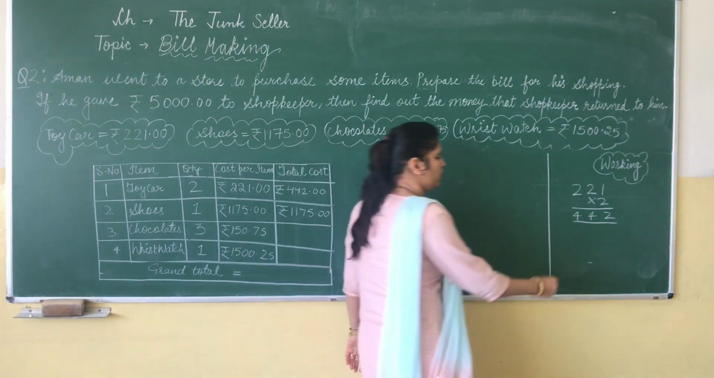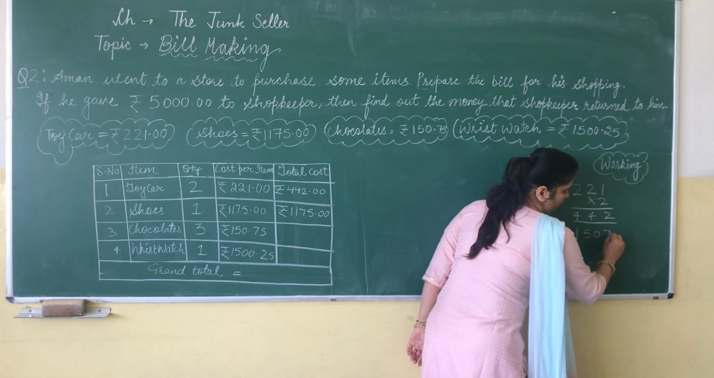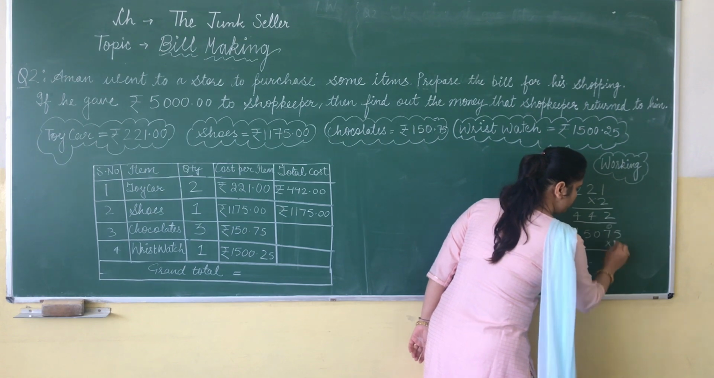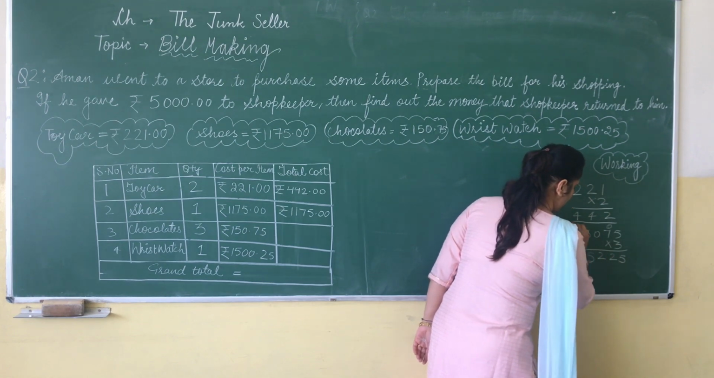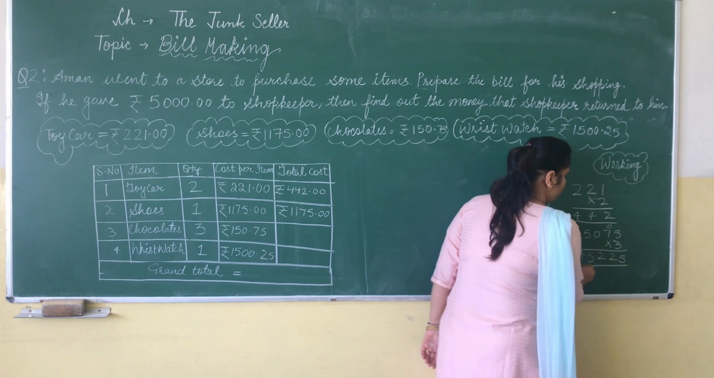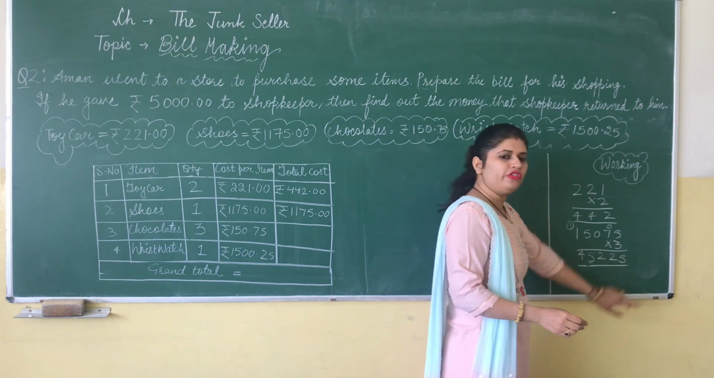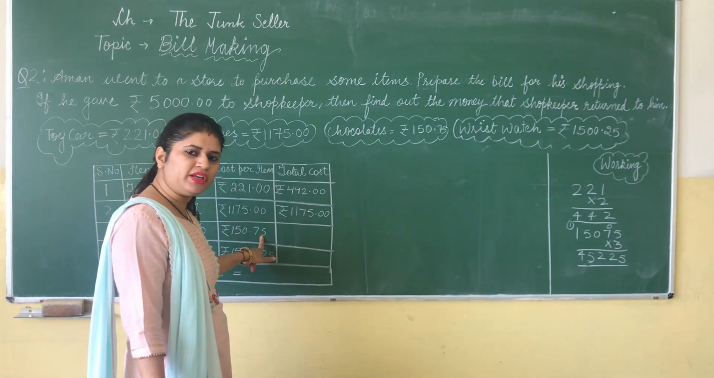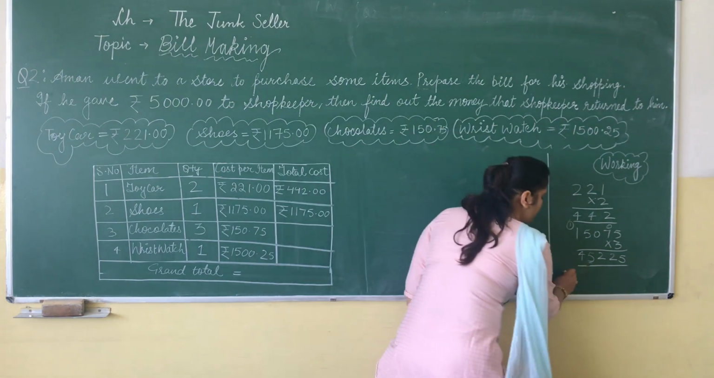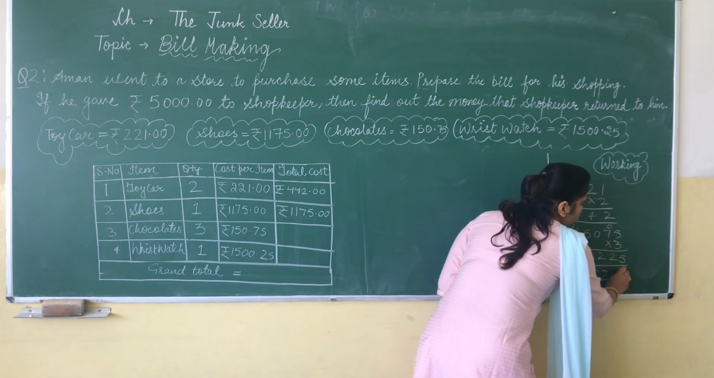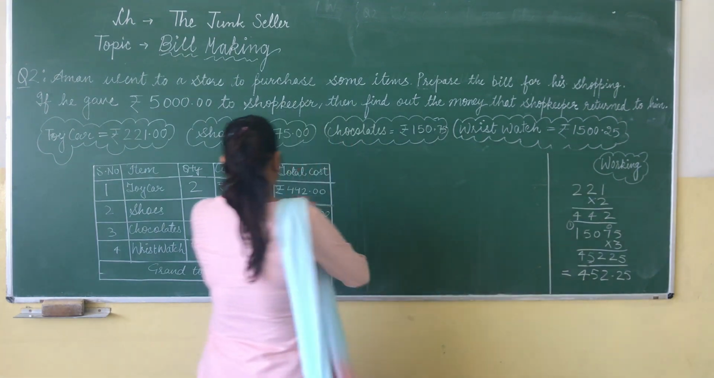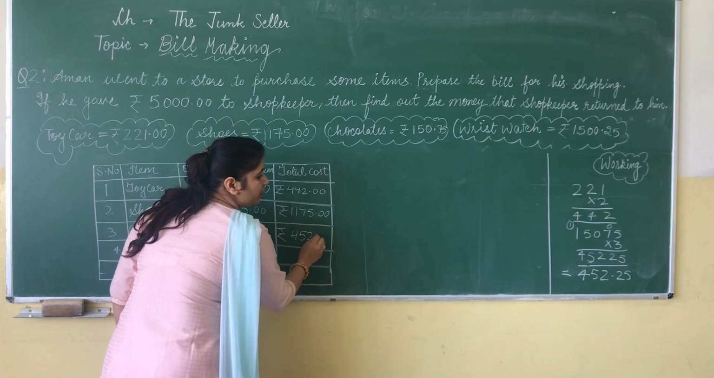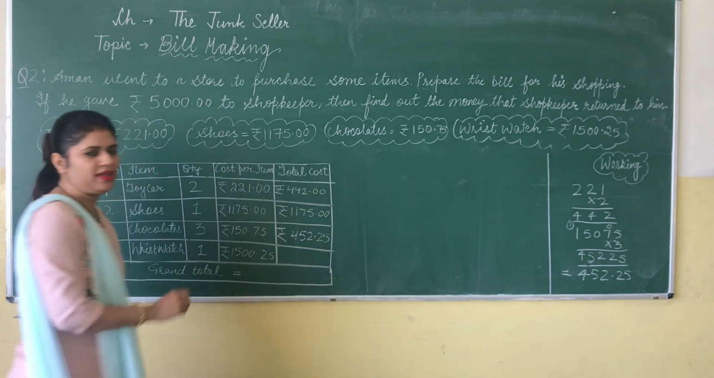Let's do the multiplication here. First we will do the simple multiplication. Seeing this, the point goes after 2 digits from the right side. Similarly, we need to put the point after 2 digits from the right side. The cost of 3 chocolates will be 452 rupees 25 paise.